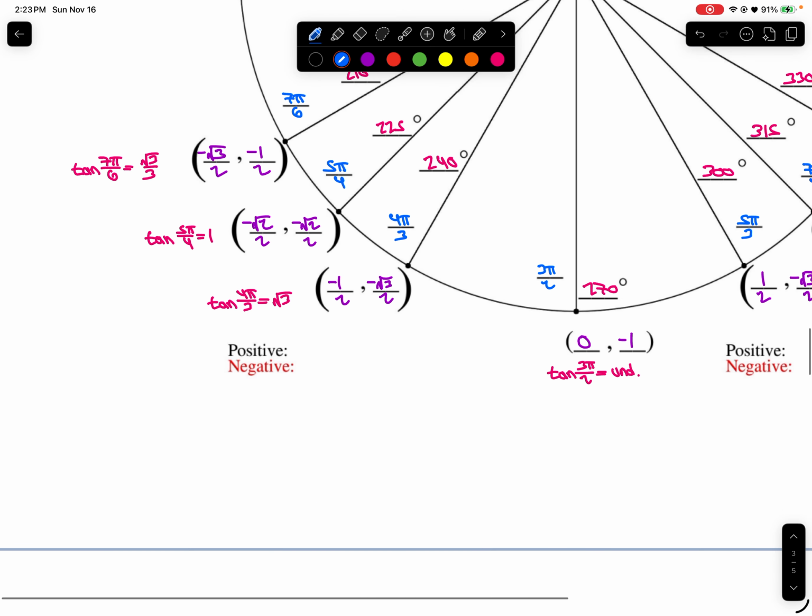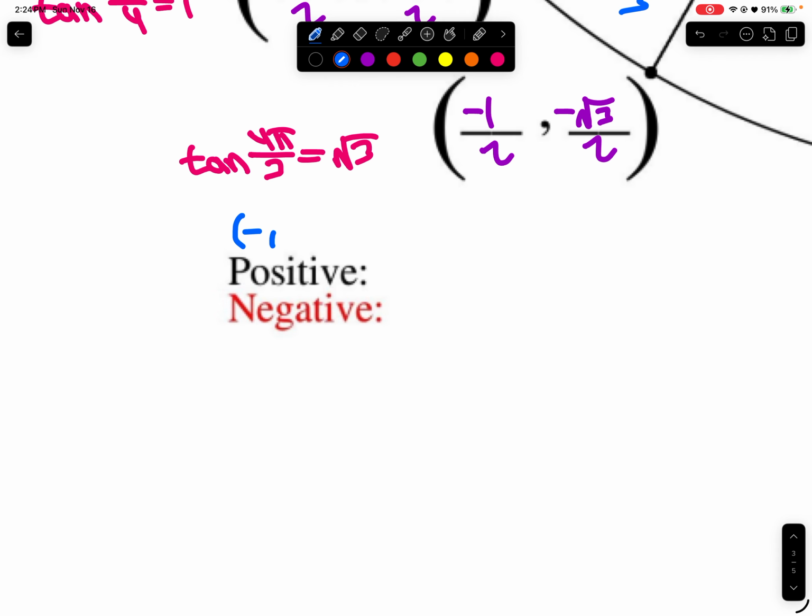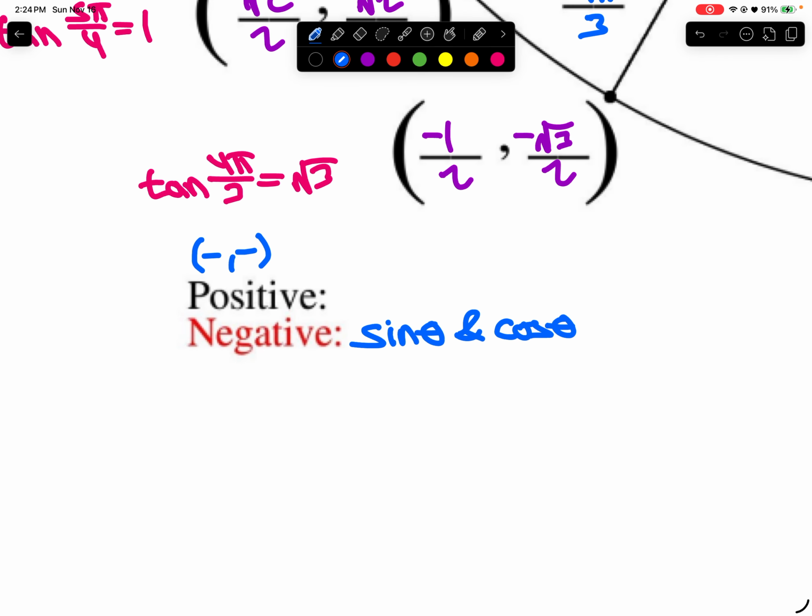And then in quadrant 3, same idea. So we have a negative, negative. So sine and cosine are both negative. And then if I do a negative over a negative for tangent, we actually get a positive. So tangent's actually positive in quadrant 3.